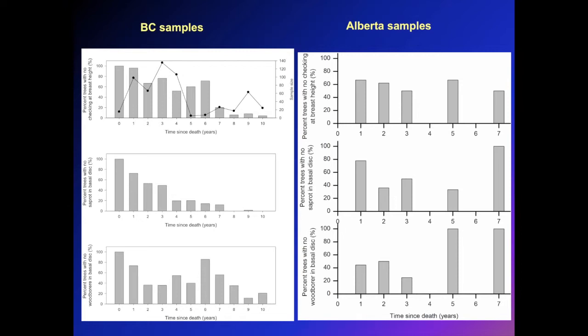And this is the percent trees with no wood borers in the basal disc. And again, there's a bit of a decline here. Most of the time, the wood borers that we're observing are carpenter ants. Sometimes ambrosia beetles, which we would find throughout the entire length of the tree height.